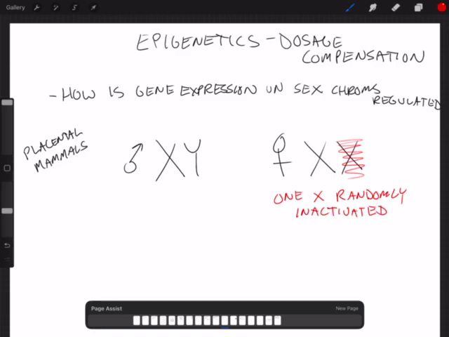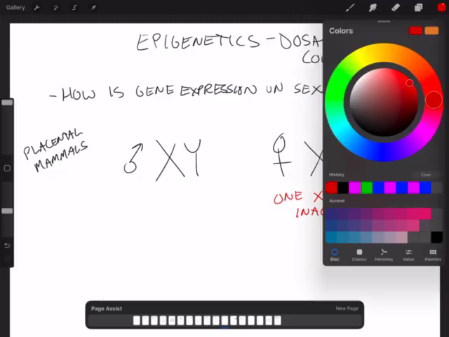As a result, in any given cell, in someone in the room with two X chromosomes, you're only making gene products from one of those X chromosomes, which means that males can have the same dosage of those genes as females. But that's not how it has to be.